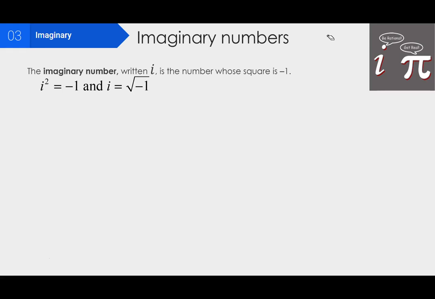Here's our little joke, of course. The pi says, "Get real," to the imaginary number, since it is not real. But pi isn't rational, so there you go.